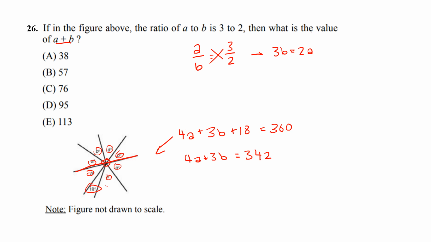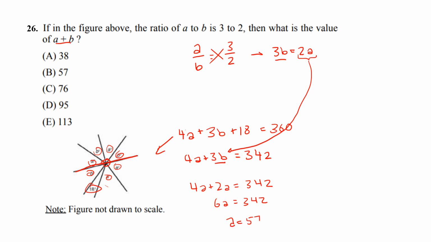And all we have to do is, we have these two equations now, right? It's a system of equations and we can solve. Alrighty. So in this case, it looks like we have 3B up here and 3B down here, so we don't have to do much simplifying. We can just plug in 2A right into there. So 4A plus 2A equals 342. Now this is equivalent to 6A equals 342, and dividing 342 by 6, we get 57. A equals 57 degrees.